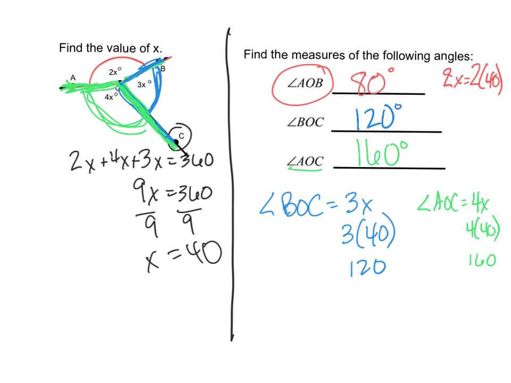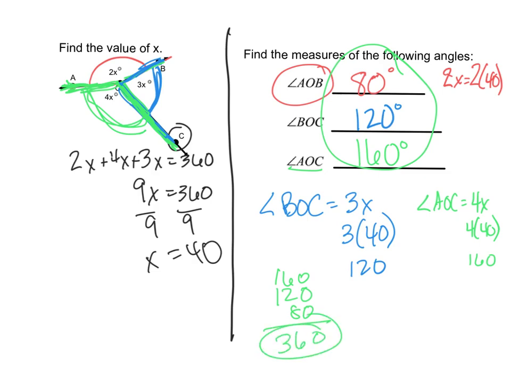And then I can always check at the end. All three of these need to add up to what? 360, I hope you just said. So 120 plus 160 plus 80. I got 360, so I know I'm right.